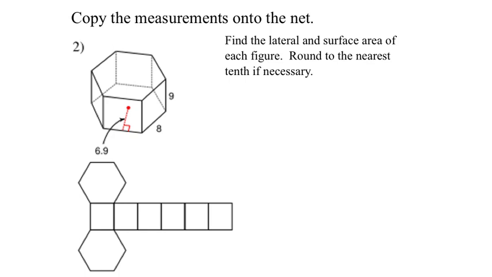So we need to put these measurements on the hexagon. Yeah, it's important to know that's a bisector right there. What I really want you to know right now is that it creates a 90-degree angle, which is really all we need for that. And I'll show you why here in a second. And that is 6.9 units. That's a 9 right there.